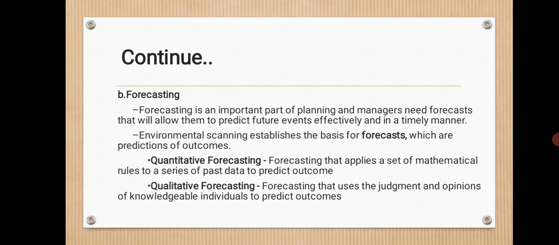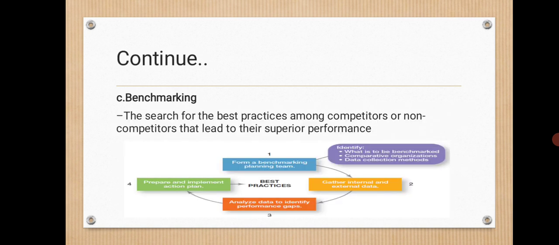Forecasting is an important part of planning, and managers need forecasts that will allow them to predict future events efficiently and in a timely manner. There are two types of forecasting. One is quantitative and another is qualitative. Quantitative forecasting applies a set of mathematical rules to a series of past data to predict the outcomes. Qualitative forecasting uses the judgment and opinions of knowledgeable individuals to predict the outcomes.